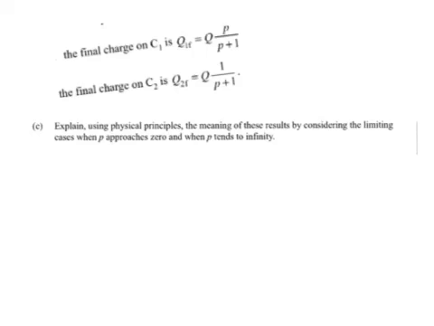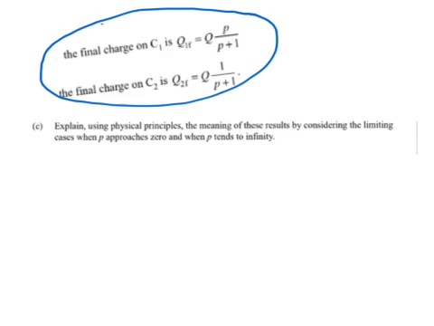This is question 3 part C, and we need this information from the previous question to answer this. So C, it says explain using physical principles the meaning of these results by considering the limiting cases when p approaches 0 and when p tends to infinity. Okay, there was actually another one as well that said C2 equals C1 over P.